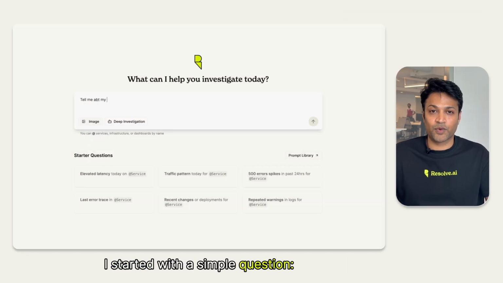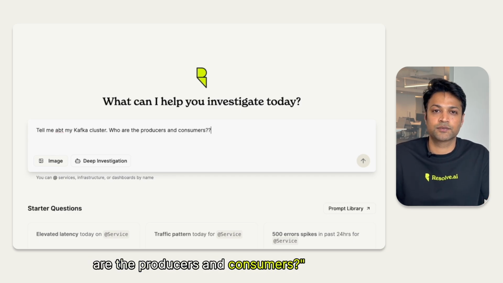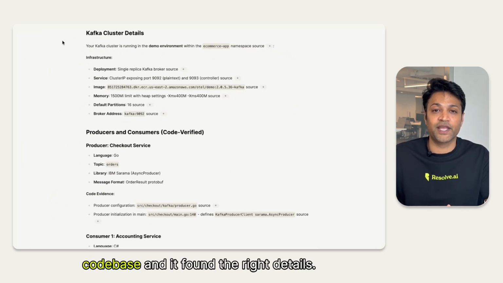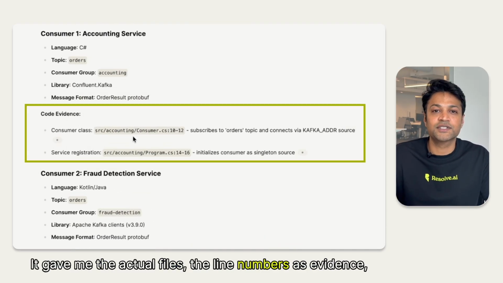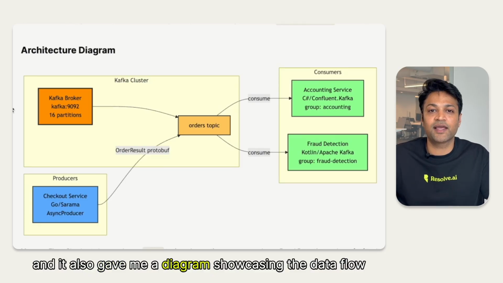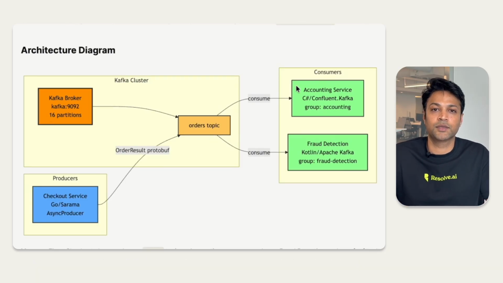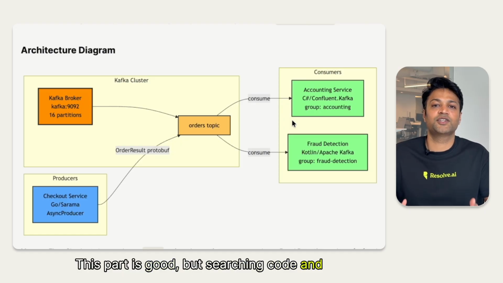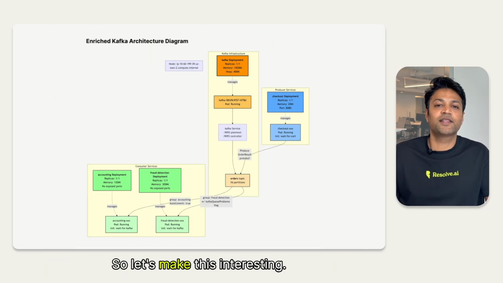I started with a simple question: tell me about my Kafka cluster, who are its producers and consumers. So ResolveAI searched through the code base and it found the right details. It gave me the actual files, the line numbers as evidence, and it also gave me a diagram showcasing the data flow with the technical details pulled directly from the code. This part is good, but searching code and generating diagrams isn't such an involved use case. There are other tools to do it. So let's make this interesting.